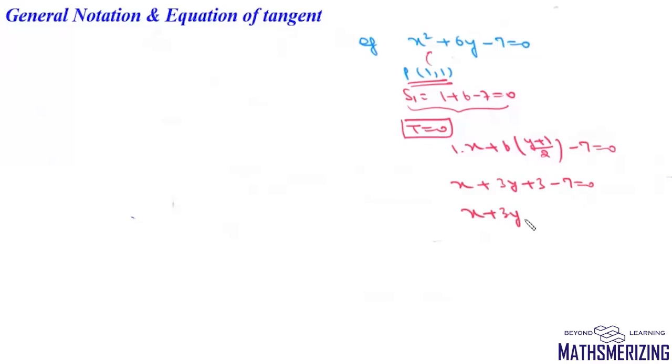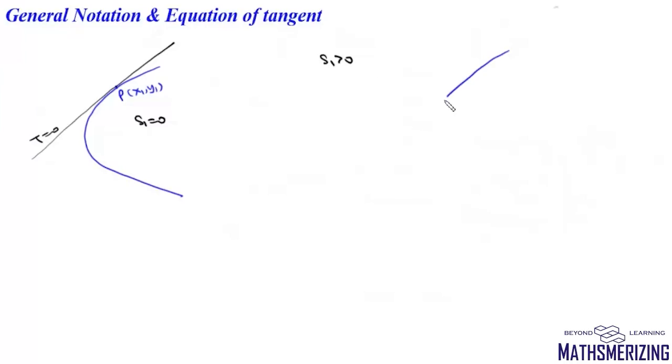Now equation of tangent is given by T equals to 0. So in place of x square, I'll write x into x1. Then in place of y, I'll write (y plus y1) upon 2. And then minus 7 equals to 0. So it'll be x plus 3y plus 3 minus 7 equals to 0. So this is x plus 3y minus 4 equals to 0. So equation of tangent which passes through (1, 1) is x plus 3y minus 4 equals 0.